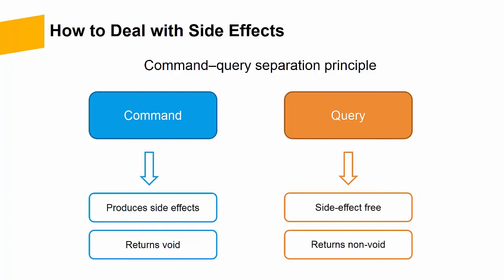So when you see a method that doesn't return anything, whose return type is void, you can tell that it incurs side effects. It's a command. And when you see a method that does return something, you can tell that it is safe to call it because it doesn't do anything. It doesn't mutate state. So this is the first way.